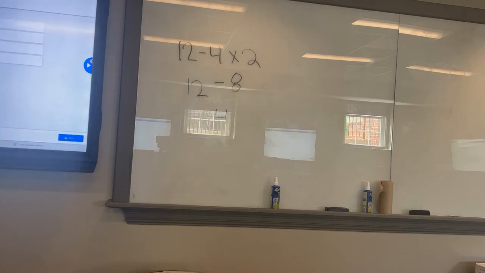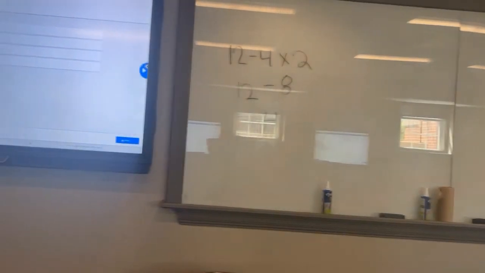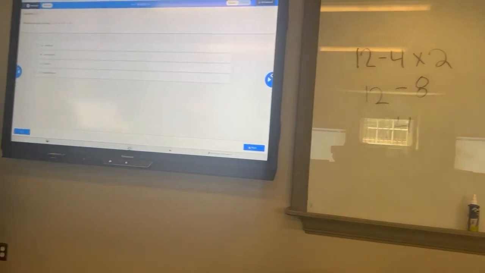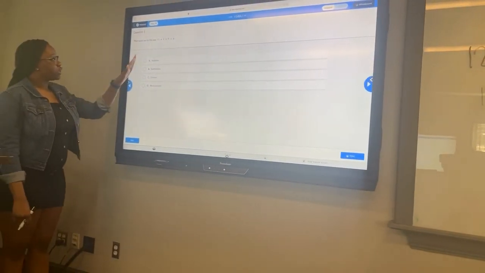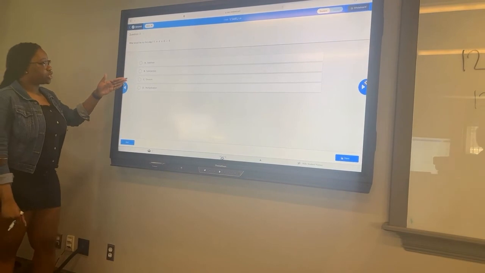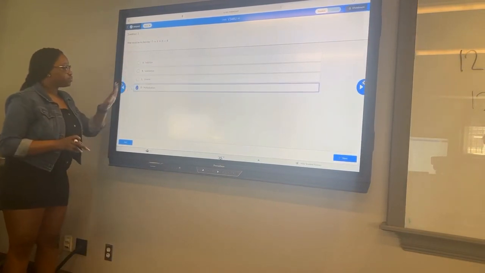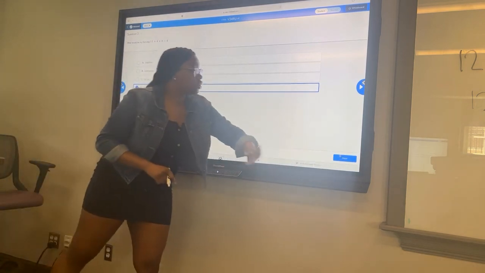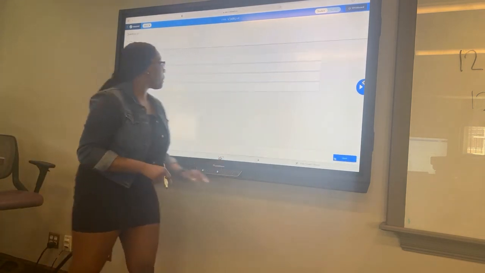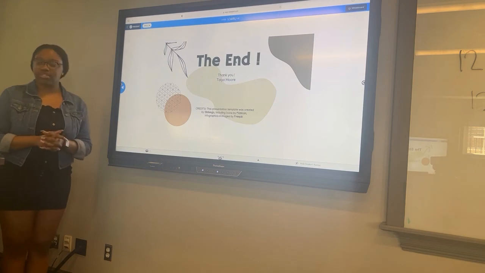Okay, what will be my first step in 3 plus 4 times 6 minus 8? 4 times 6. Which answer will give us that, 4 times 6? Multiplication. Correct. That would be the end of our slide.